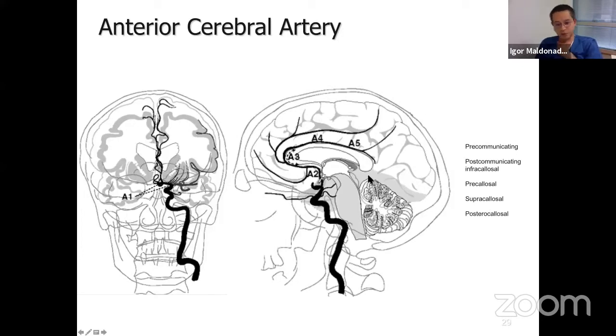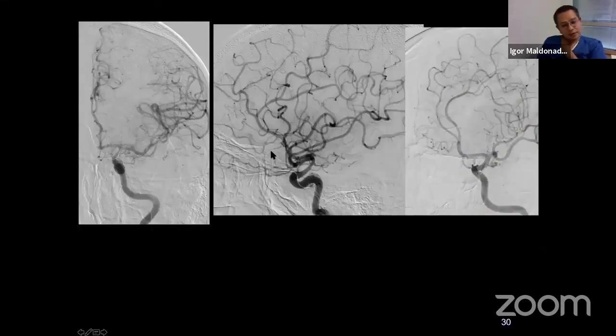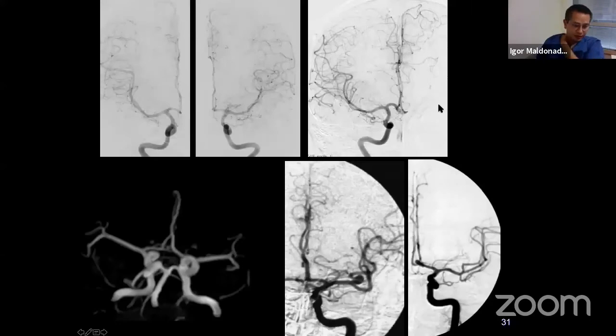The posterior callosal artery comes from the PCA, so you have an entire circle that may be present around the corpus callosum, and the emergence of the callosomarginal artery is also quite variable, sometimes more inferior, sometimes more superior. So let's take a look at this in angio. You have A1, A2, once again A2, A3, A4, and then the connection of the posterior cerebral artery.